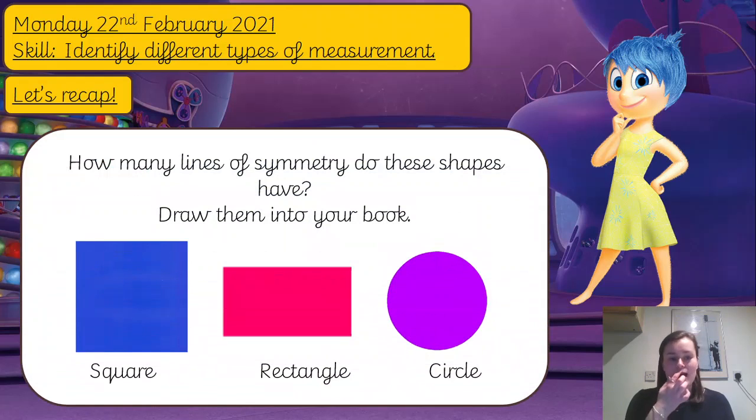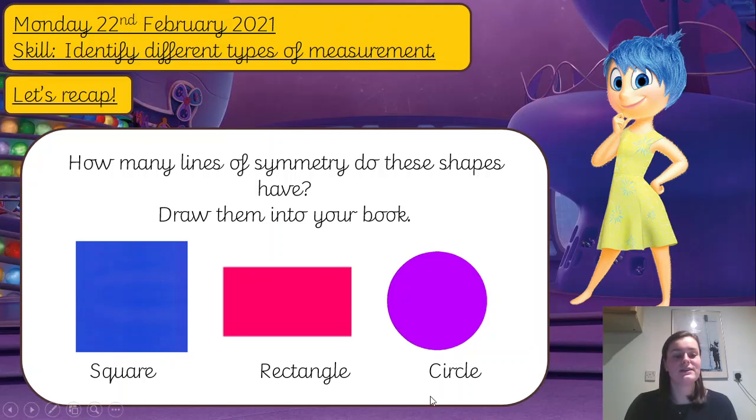Okay, let's recap then. So your starter for this lesson is how many lines of symmetry do these shapes have? And I'd like you to have a go at drawing them into your book, please. So we've got a square, a rectangle and a circle. You can draw those into your book and then draw your lines of symmetry as well. Pause the video, off you go.